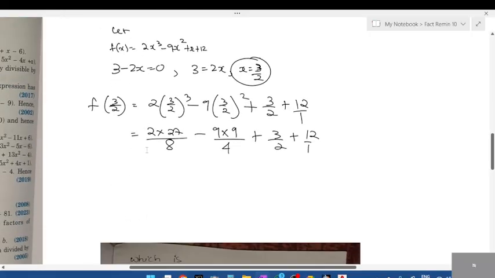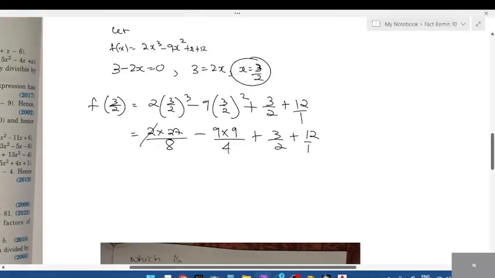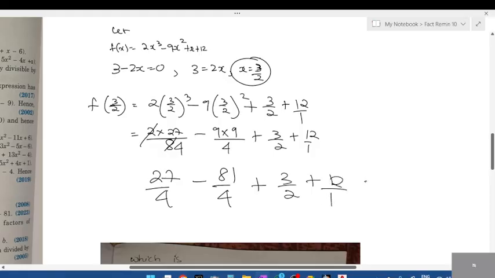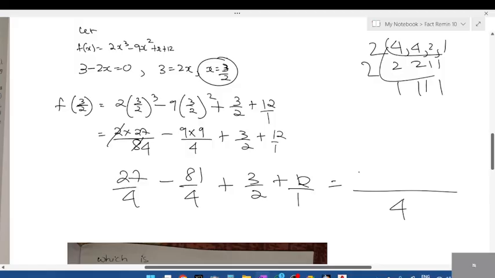Okay, this question. Tell me the value, students. Which one gets cancelled before taking LCM? 2 ones are 2. 4. 27 by 4 minus, plus 3 by 2 plus 12. So no other option, you have to take LCM. What's the LCM, students? Isn't it 4? LCM is 4, right? So what's the value?